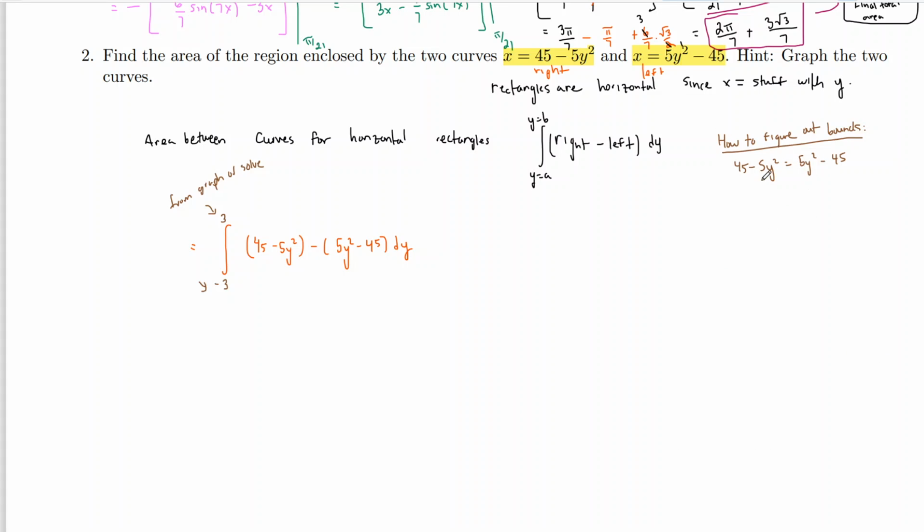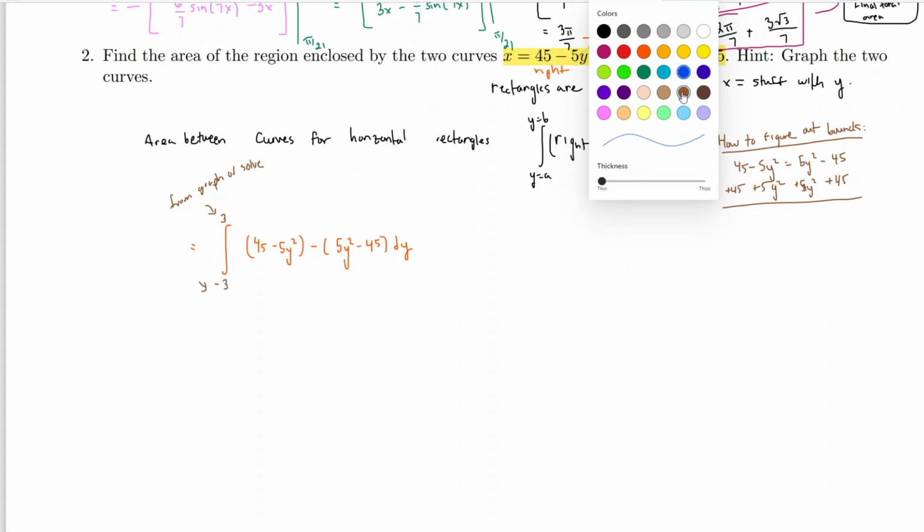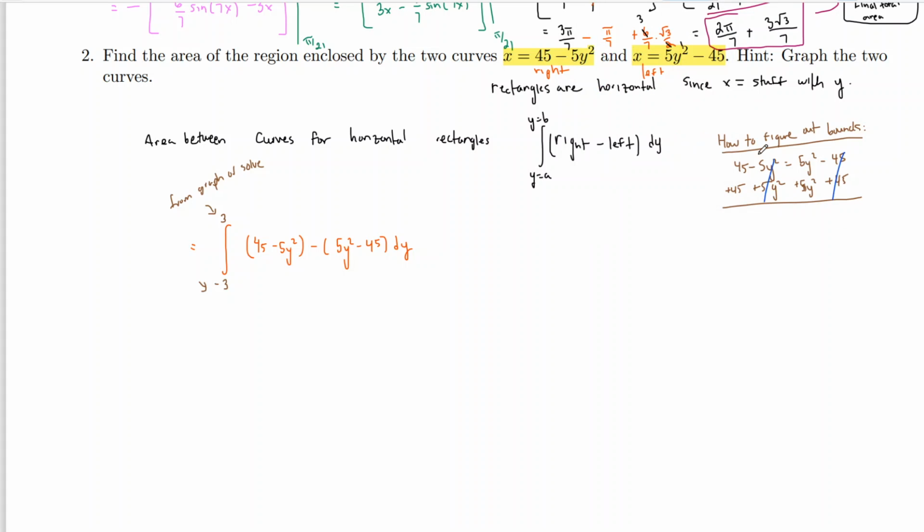The only power on y is y squared, which means we can get the y squared by itself. Add the 5y squared to each side. And then just to make our lives easier, we also want to take this minus 45 away from that, so we can add the 45 to each side. This cancels out and this cancels out. 45 plus 45 is 90 equals 5y squared plus 5y squared is 10y squared. Divide by the 10. And 90 over 10 is 9, so 9 equals y squared.